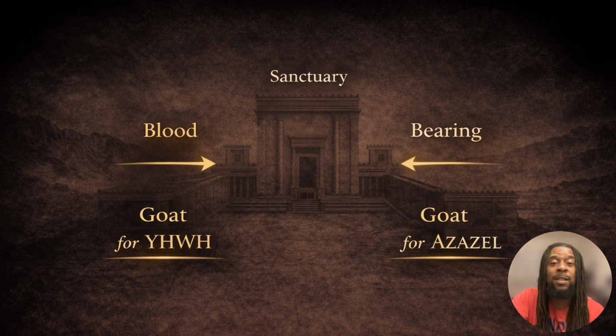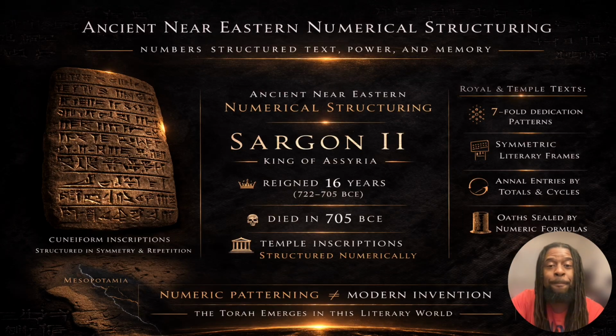Now, let's get to what I know y'all have never seen before. And I'm building up right now. Before we move forward, we need to understand something about the literary world the Torah emerged from. In the ancient Near East, numbers were not just mathematical values. They were part of how texts were structured, remembered, and encoded. Royal inscriptions, temple records, and annal texts often use symmetry, repetition, and numerical framing to organize narrative and authority.